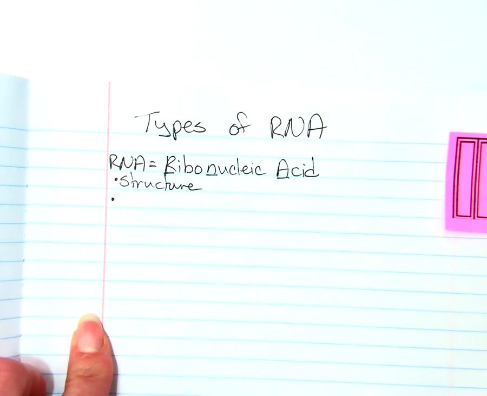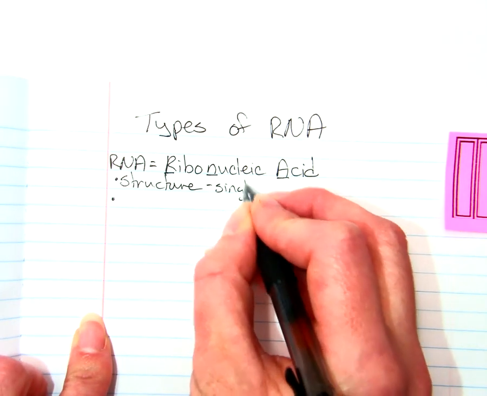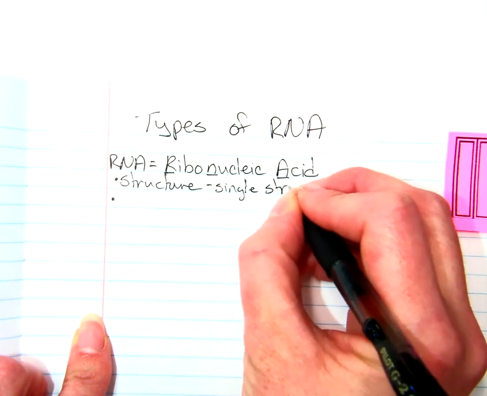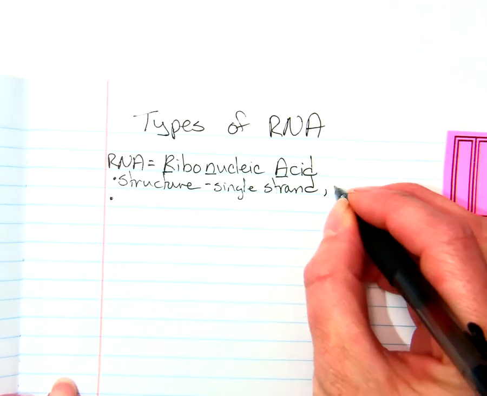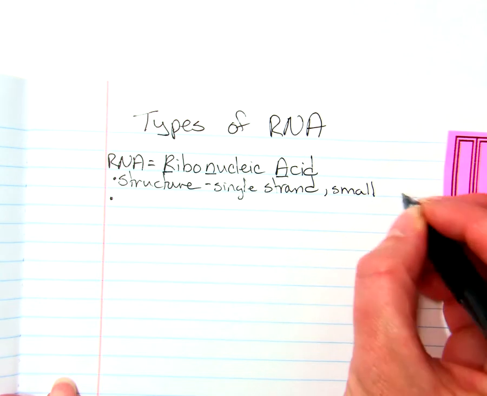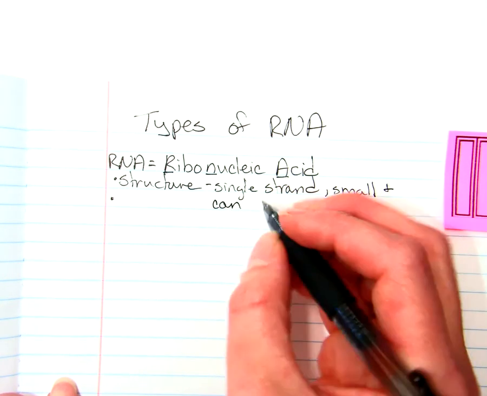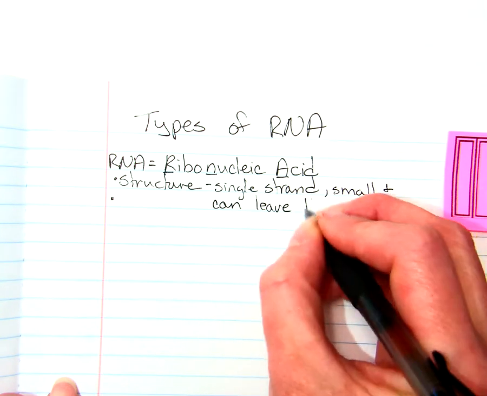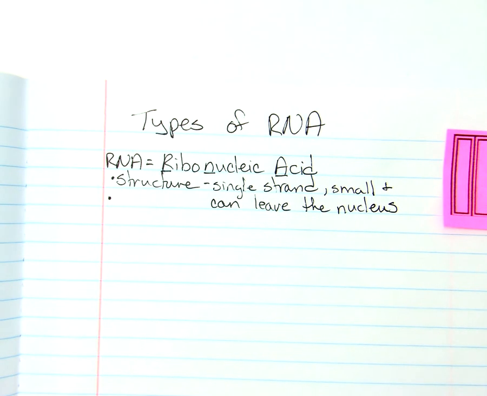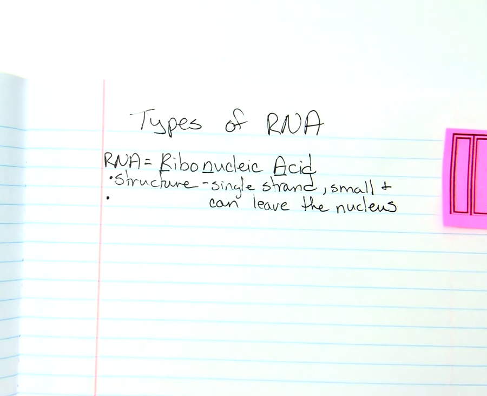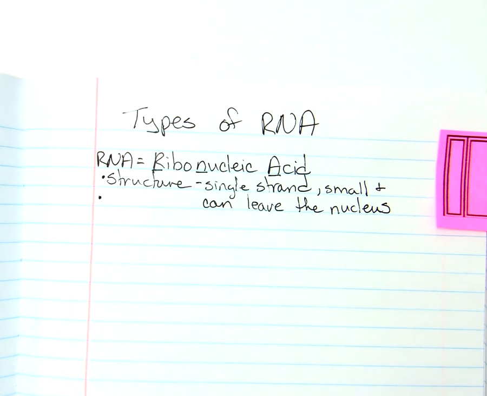When we talk about the structure of RNA, it is a single strand. DNA had a double strand. Because RNA is a single strand, it's small and can leave the nucleus. The nucleus has little tiny holes in its nuclear membrane. DNA, since it's two strands, is too big, it can't fit out the doorway. RNA is a single strand, it's small enough to fit out the little doors.